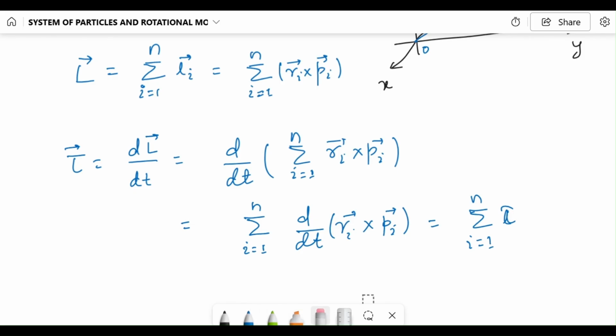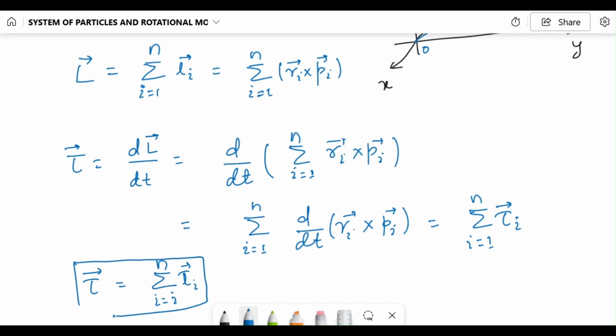Let me make it a little bit cleaner. So this will be the torque of the ith particle. In this way, we can write the torque for this system as the sum over i from 1 to n of the torque on the ith particle. So individually, we can do vector addition here. We can vectorially add all the individual torques on these particles. And now, let us continue.